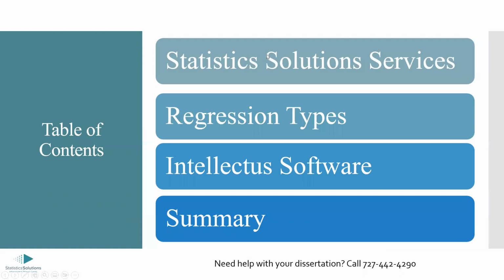All right, so I'll give a brief overview of the services that we provide at our company. Then we will dive into today's topic to discuss regression models. And then I'll give a brief demonstration in our Intellectus statistics software, which is a great software that can crunch numbers for you. It can clean data, and it can provide an APA write-up for you automatically. And then we'll conclude with a summary and a Q&A session.